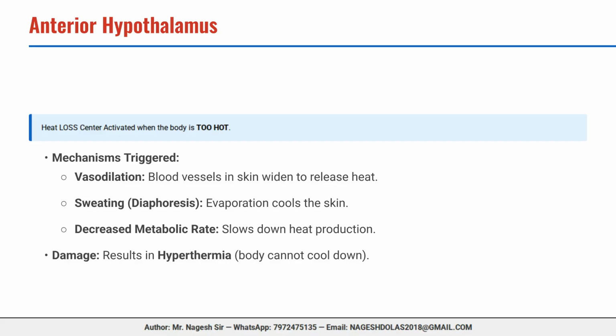The anterior hypothalamus is the heat loss center activated when the body is too hot. Mechanisms triggered include vasodilation, sweating, and decreased metabolic rate. Damage here results in hyperthermia because the body cannot cool down.